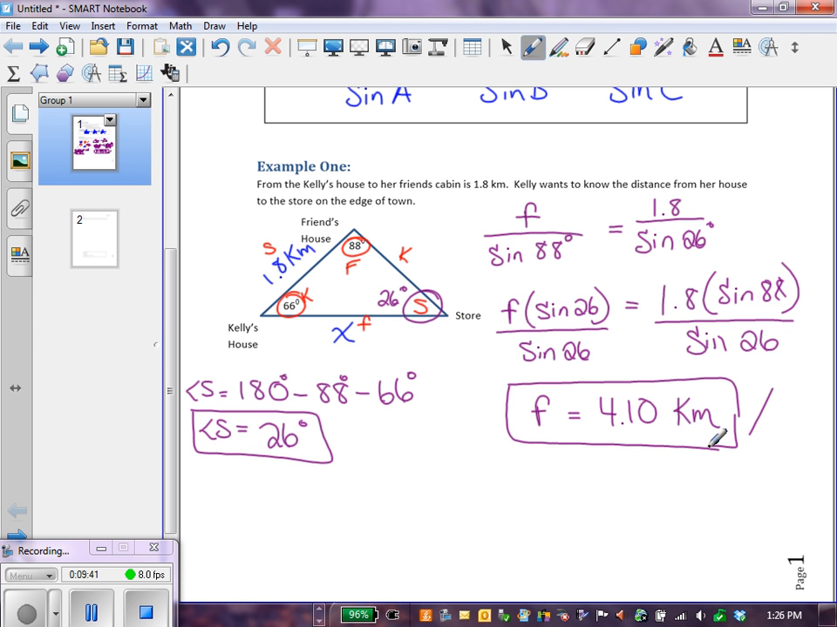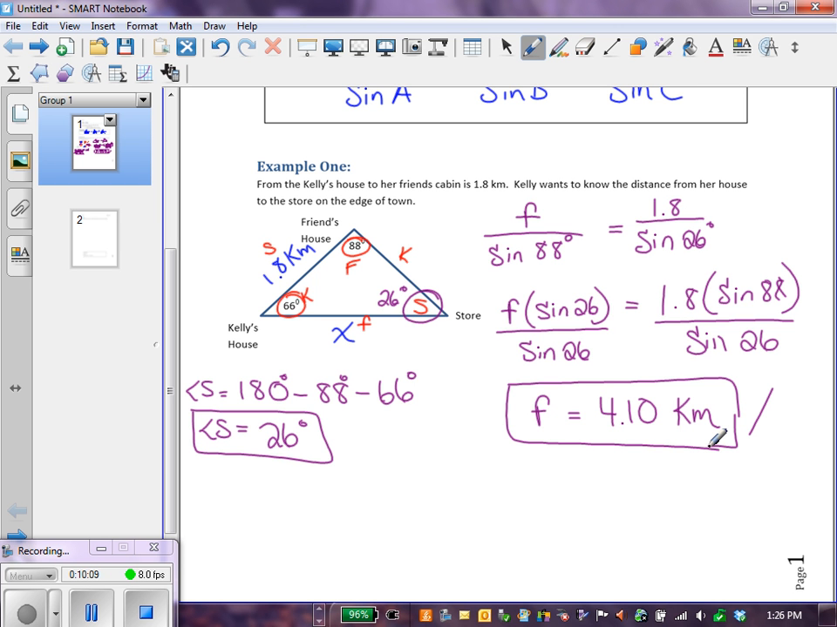Does that make sense to everybody? So you're going to pick two ratios: one where you have all the information, and then the one that has the unknown that you're looking for. I broke sine law into two parts. This is kind of like the intro.